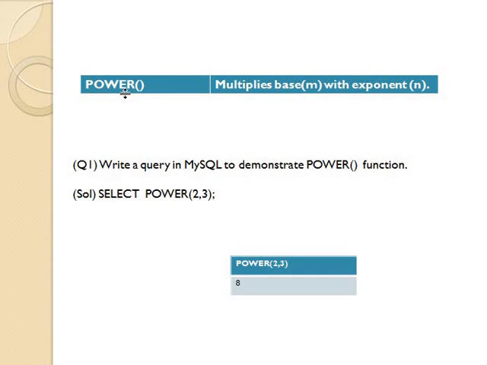Let's start with the first numeric function called power. With the help of this numeric function called power, you can multiply the base m n times, where n is the value of the exponent.